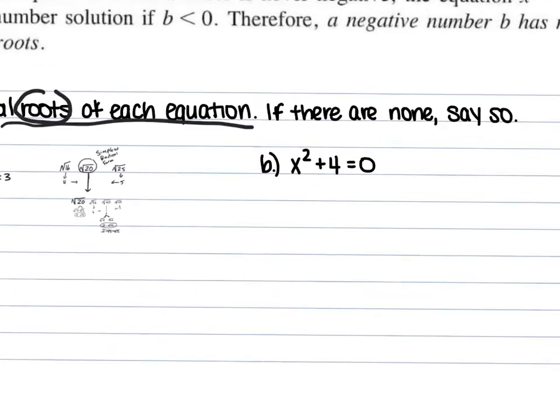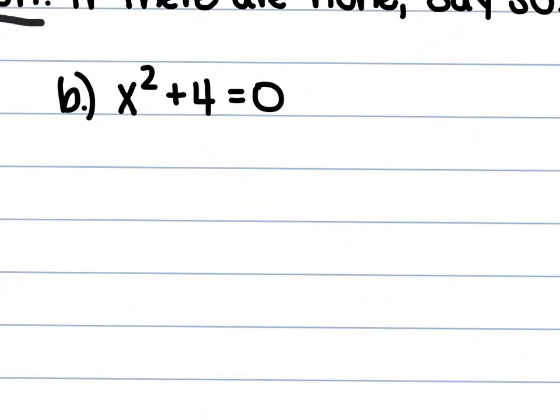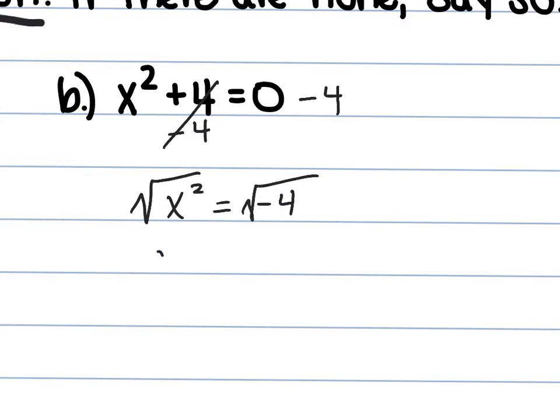So let's talk about B. Tell me how to do B. Well, we have to subtract 4. That's what we have to do first. And we get x squared is equal to negative 4. Now what? Take the square root of both sides, and we get x is equal to plus or minus the square root of negative 4.